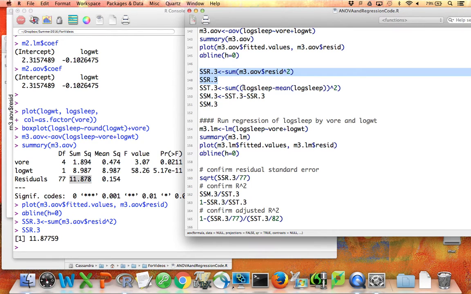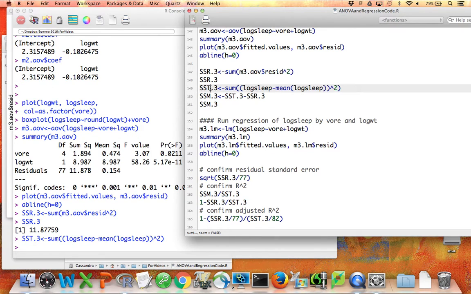So that's good. We were able to verify that value. If we take the vector of log sleep values, subtract from each of them the mean of the log sleep values, and square them, add them all up, that's the sum of squared total, the overall sums of squares, assuming we have an equal means model or no relevant predictors. So we can get SS total. And just by definition, if we take the SS total minus SS residual, we'll get what we've been calling SS model.